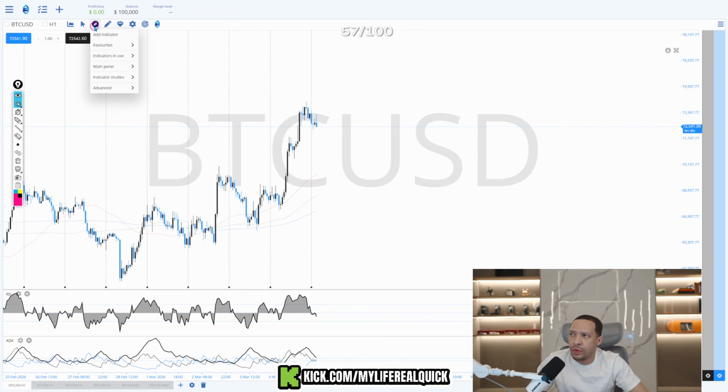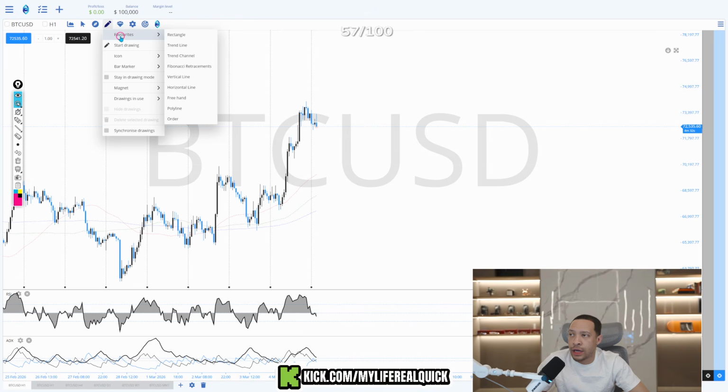All right. What do we have? We covered all of these tools. Drawings. This is a little bit interesting. Remember, you don't have to use all of these drawing tools. I just have them in my toolbox because I like trying things out and having my stuff a little bit filled. But the only ones that are going to matter here are rectangle, trend line, Fibonacci, vertical line, and horizontal line.